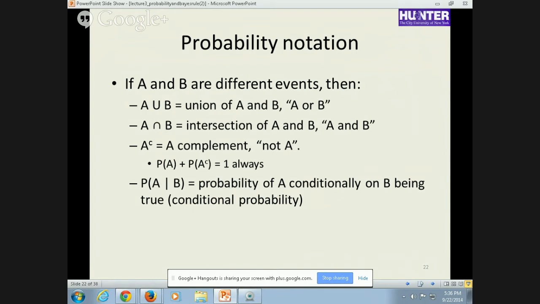Now this last one with the vertical bar, that's the conditional probability. The probability of A conditionally on B being true. So this would be like the probability of the Yankees winning given that they're playing at home. That's a case where B is them playing at home, and A being the winning. And potentially in that case, it depends. The outcome of A depends on the outcome of B, and that's a conditional probability.